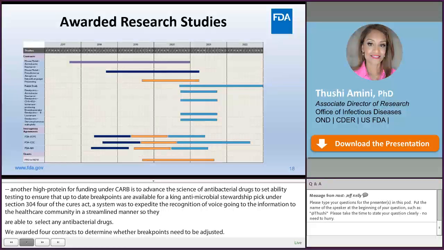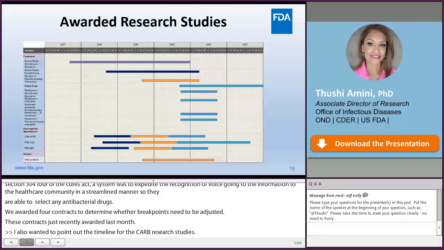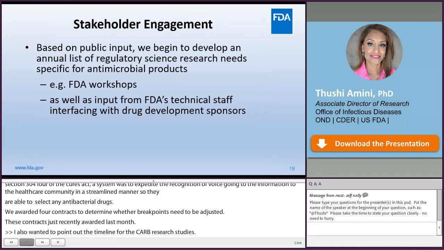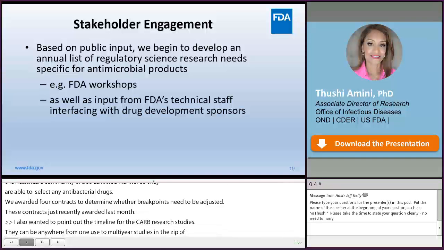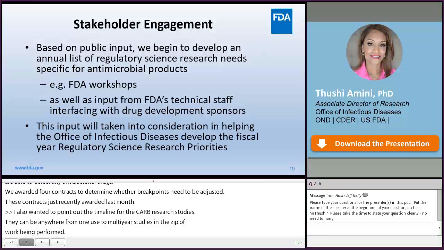So I also wanted to point out the timeline for the CARB research studies. They can be anywhere from 1-year studies to multi-year studies, and these depend on the scope of work being performed. So based on public input, for example, from FDA workshops, as well as input from FDA's technical staff interfacing with drug development sponsors, we begin to develop an annual list of regulatory science research needs that are specific for antimicrobial products. We take all this input into consideration in helping the Office of Infectious Diseases develop the fiscal year regulatory science research priorities.